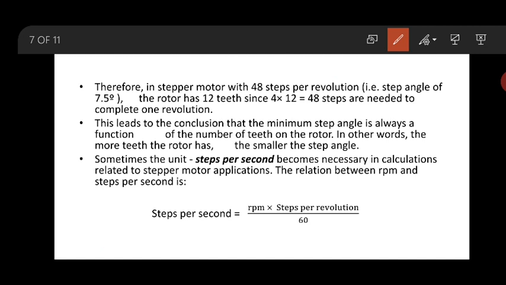Steps per second is equal to RPM, revolutions per minute, multiplied by steps per revolution, divided by 60.